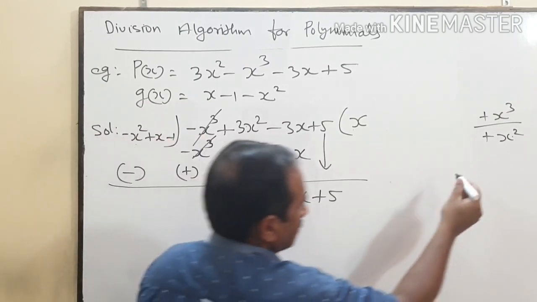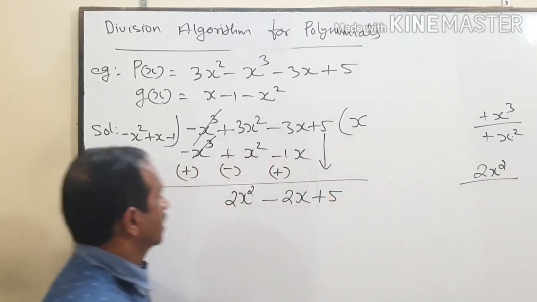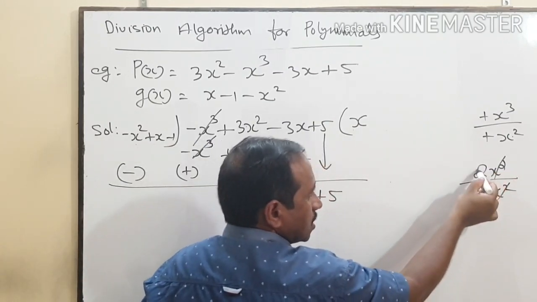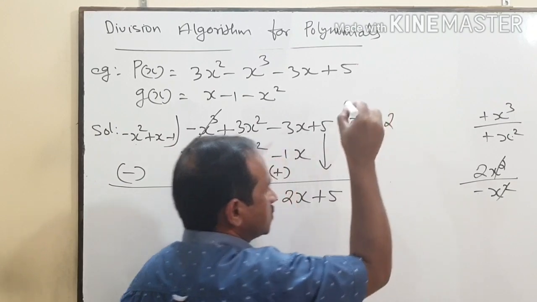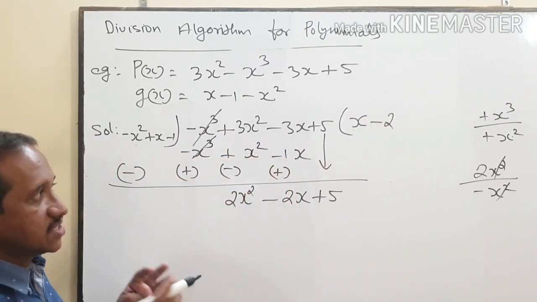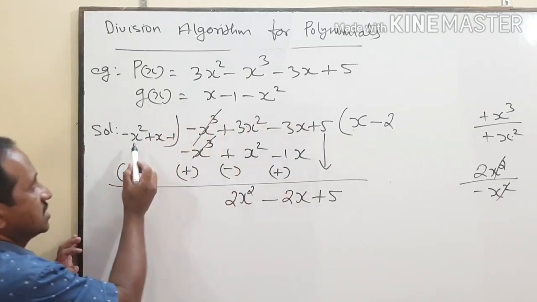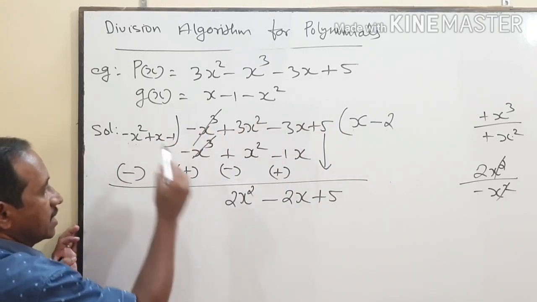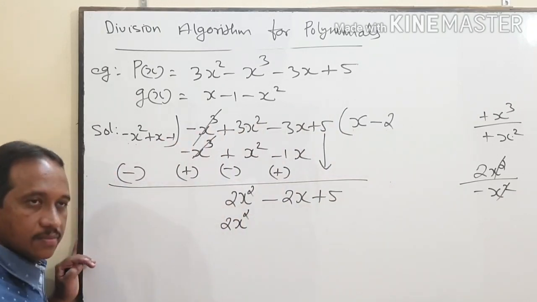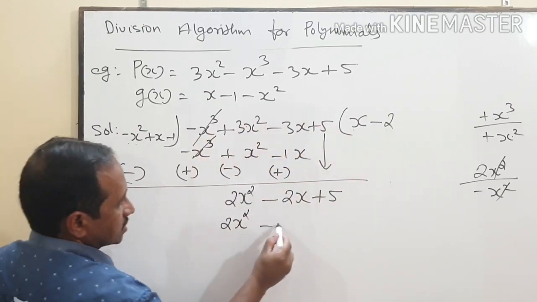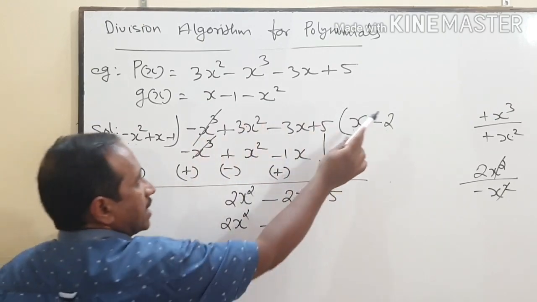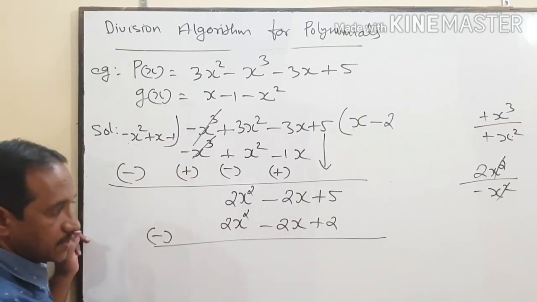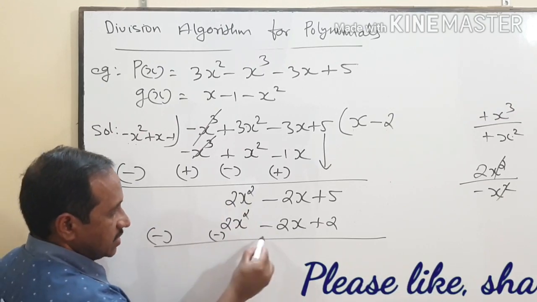The next step is to divide the first term of this expression by the first term of the divisor. That is 2x square divided by minus x square. X square and x square will get cancelled. 2 and this minus sign, we get a minus 2 here. The next step is to multiply this minus 2 with each term of the divisor and write under this expression. Minus 2 into minus x square, that is plus 2x square. Minus 2 into plus x, that is a minus 2x. Minus 2 into minus 1, that is plus 2. The next is to subtract this expression from this one. The signs will change.